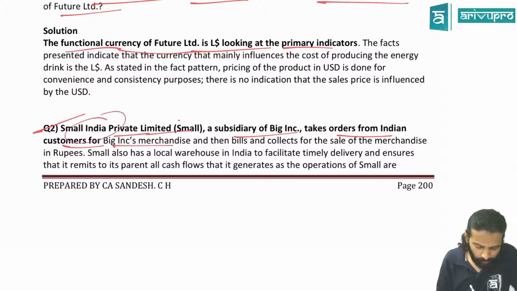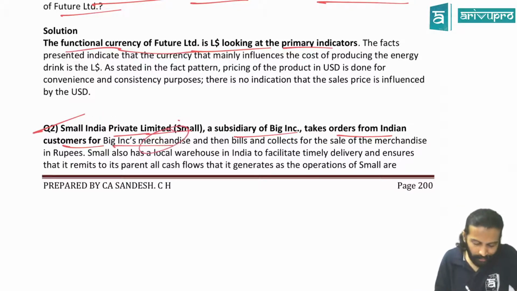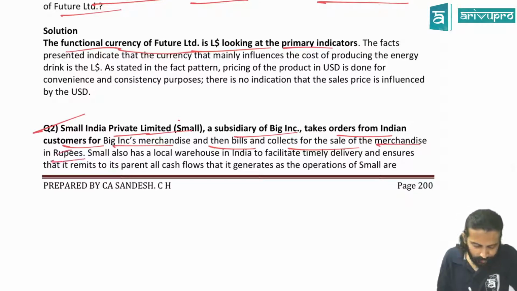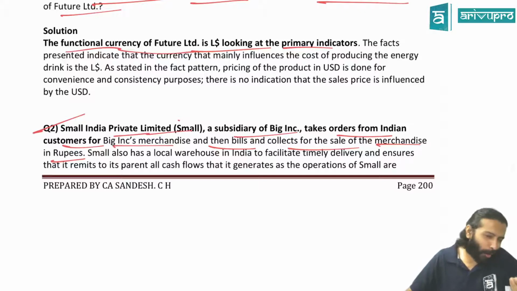First of all, is Small India producing its own product, or is it selling the holding company's products? Selling, like an agent for the holding company. They are an agent for the holding company, correct? Aptly said. And then it bills and collects the sale from the merchandise in rupees. Since the customers are in India, they will pay in rupees, correct? But is it Small's product or Big's product? Big's. Now tell me, naturally what will happen? Some portion they will keep as commission and remit the balance to Big.